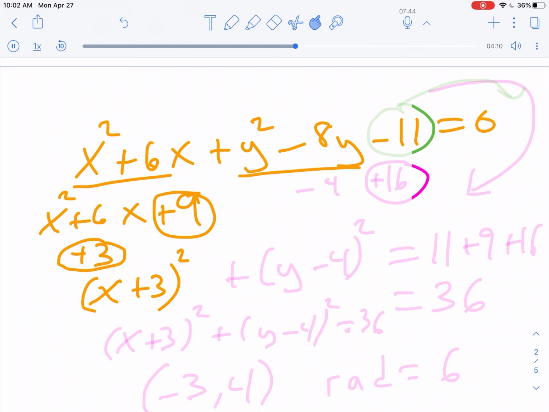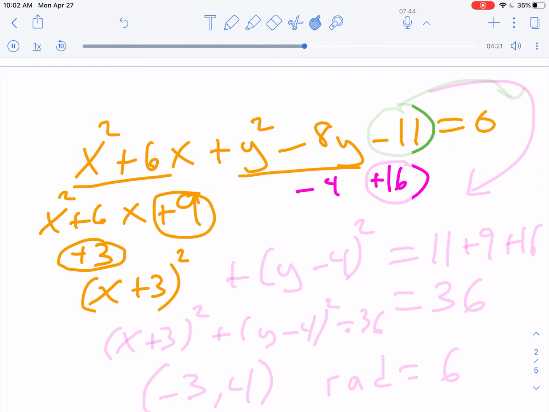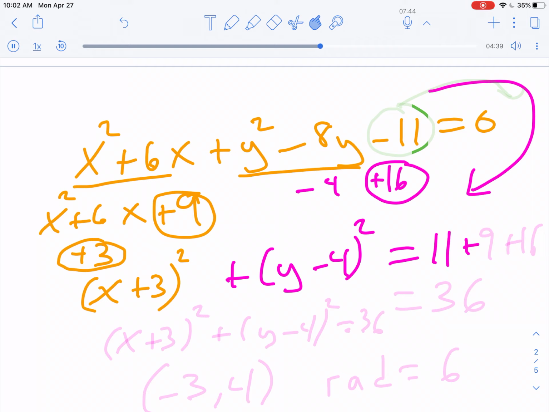Change colors and do the y part here. Half of negative 8 would be negative 4. Squared would be 16. So I get y minus 4 quantity squared. Now we added 9 and 16. So here's where it gets tricky. First of all, we're going to throw the 11 over here. Add 11 to both sides. Then to keep it balanced, we have to add 9, and we have to add 16. Well, 11 plus 9 is 20, plus 16 is 36. So that's the part on the right.